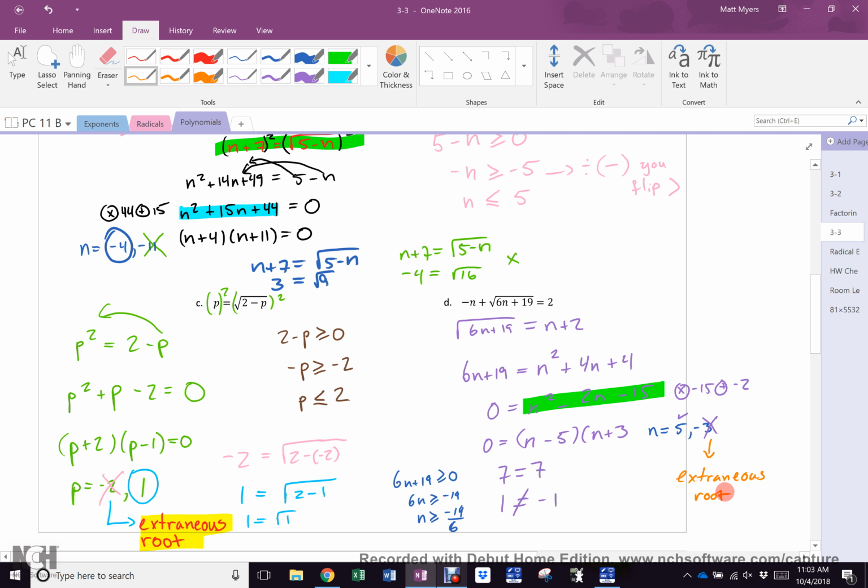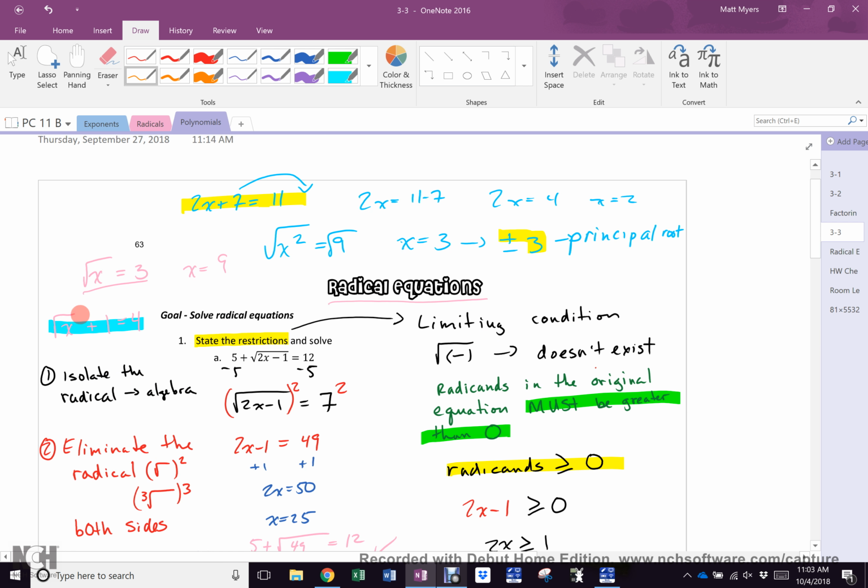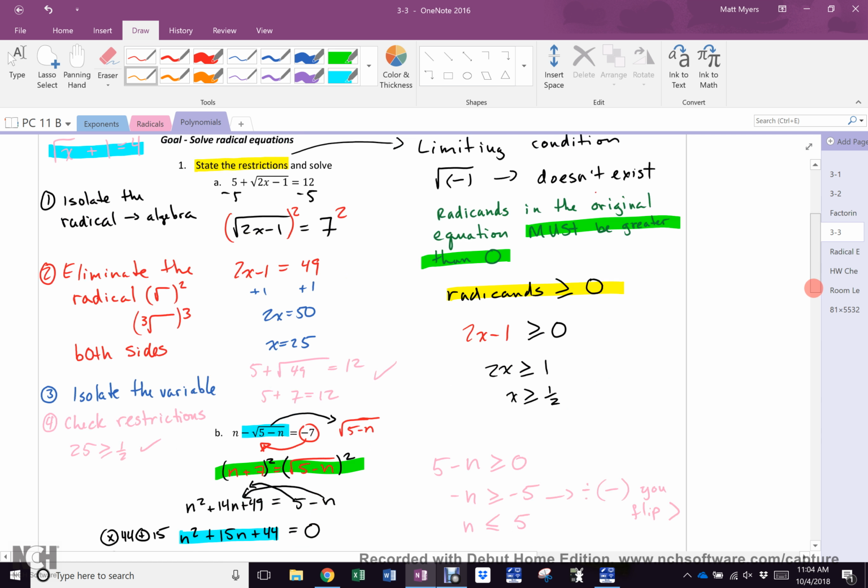Everybody cool? Now, did we actually learn anything new today? No. Almost all of you were able to do the work from that, right? The only thing we've done is apply different tools to different situations. All tools you already have, right? Factoring, squaring, algebra. Yeah? All right.